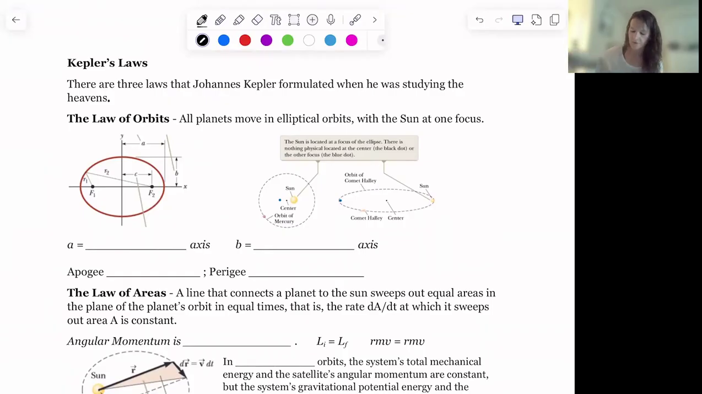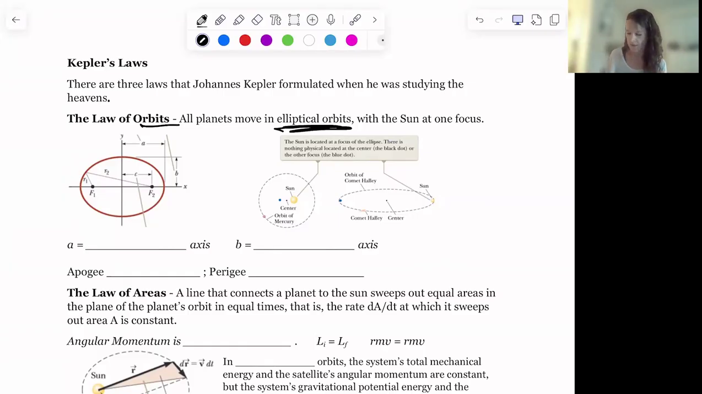So there's three laws that he formulated when he was studying the heavens. The first one is the law of orbits. We're just talking about orbits. All planets move in elliptical orbits, and not just all of our planets, but any type of body that is orbiting a star, or any type of body that has a central mass that is much bigger than its mass, is going to move in an ellipse.